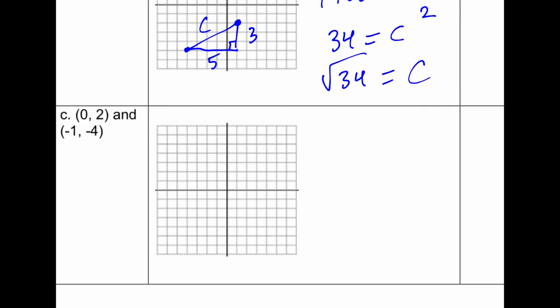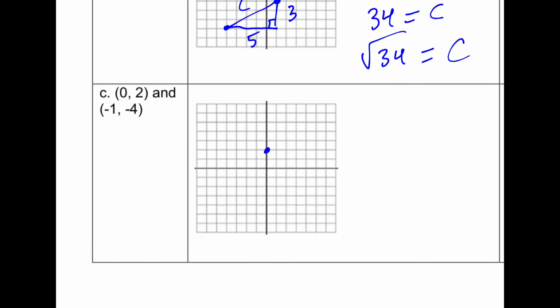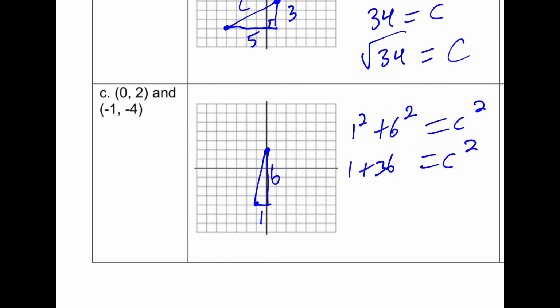Let's do one more. My 2 points are 0, 2, and -1, -4. So this right triangle is going to be kind of small. It has a distance of 1 and has a distance of 6. So 1 squared plus 6 squared is equal to c squared. 1 plus 36 is equal to c squared. 37 is equal to c squared. Root 37 is equal to c.